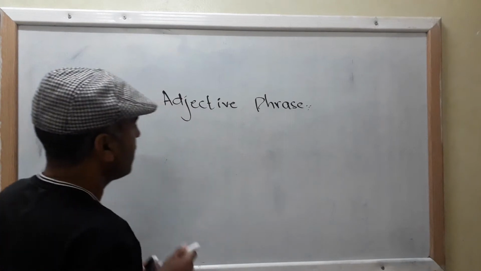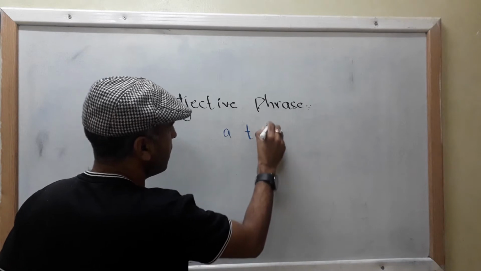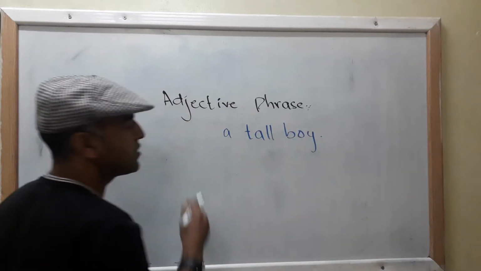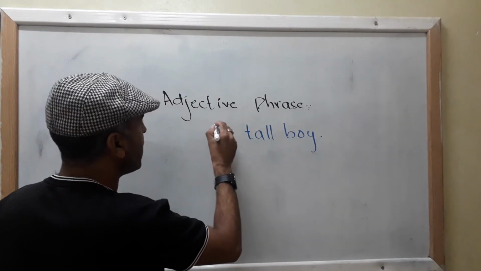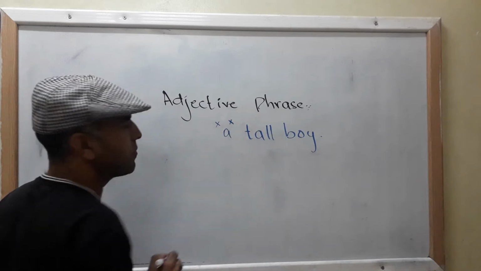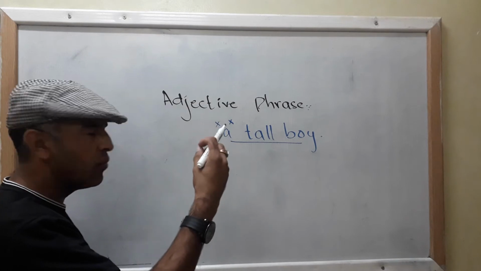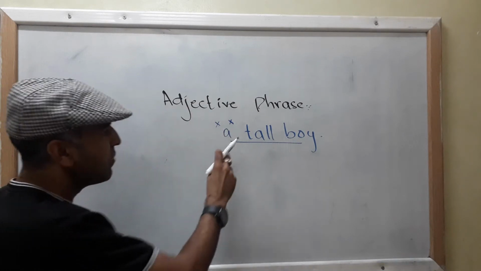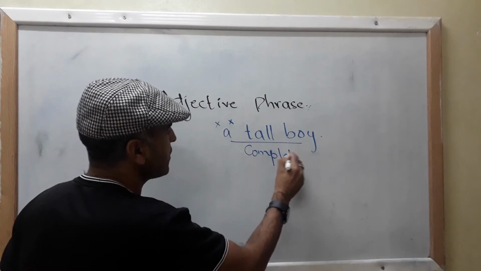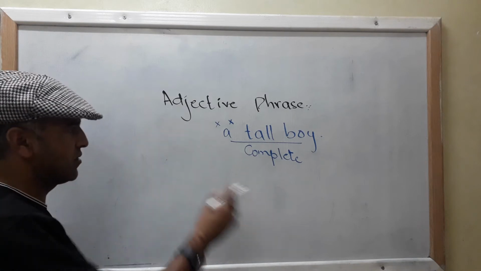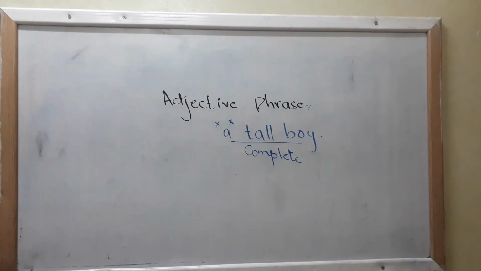For example, if I write over here, a tall boy. Look, this is a phrase. We don't find any verb or any subject over here. It gives you some meaning, an iota of meaning, but it does not give you complete thought or complete sense. It doesn't have a subject and verb combination. So let's proceed to what an adjective phrase is.